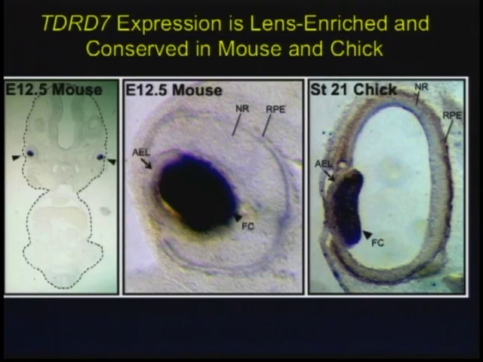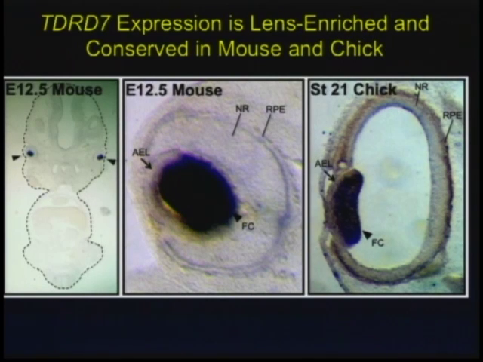The first thing we did was perform section in situ analysis. This is a Tdrd7 specific probe. This is a section of an E12.5 mouse lens, and one can appreciate that Tdrd7 expression is localized at this stage very specifically to the ocular region, as can be seen here. On closer inspection, one can see that Tdrd7 expression is restricted to the posterior part of the lens in the fiber cell compartment. This is the anterior part, and this is the retina.